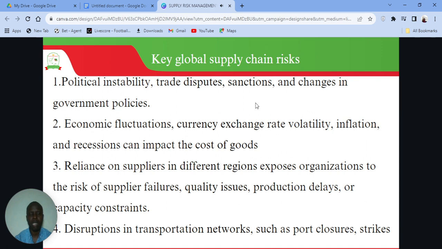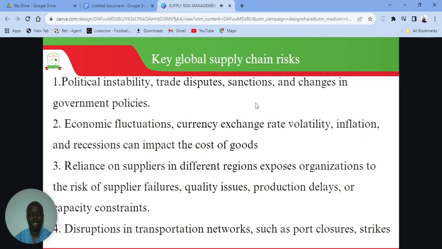When government changes, remember also any other government that is coming in place can also be able to change its policies. So they can favor or fail to favor you when you are in the supply chain activities. And also economic fluctuations, issues to do with the currency exchange rate volatility, issues to do with inflation, where we have persistent increase in prices of goods and services. We have issues around recessions can impact the cost of goods, and also reliance on suppliers in different regions exposes the organization to risk of supplier failures.